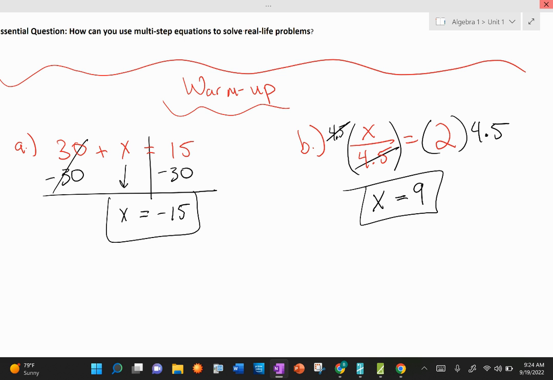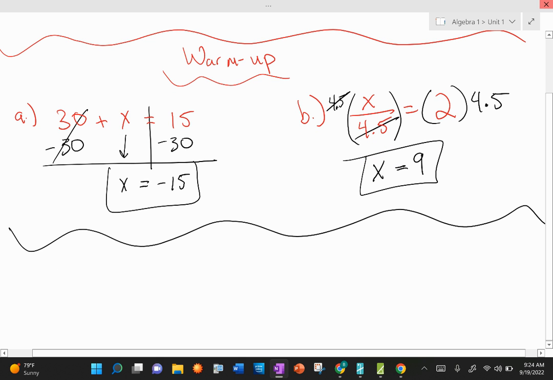How do you check both of these? Starts with an S. Substitution. Okay, good. All right, we're going to move on to solving multi-step equations.